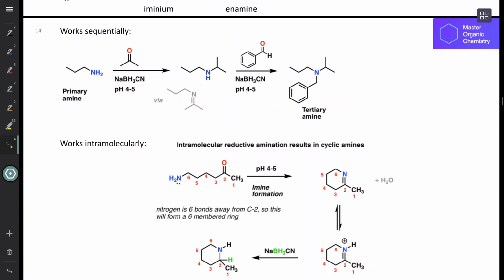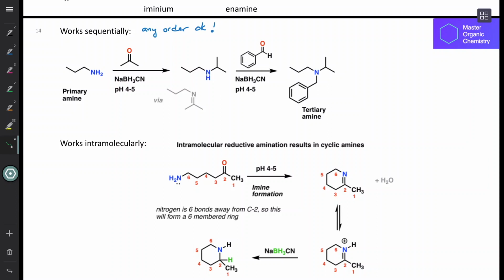So you don't have to make... you can make dually substituted amines, and this can work in any order. So that's really useful if you want to make kind of a funky amine with lots of different substituents. You just need to have the right ketone or aldehyde, right, to do that.